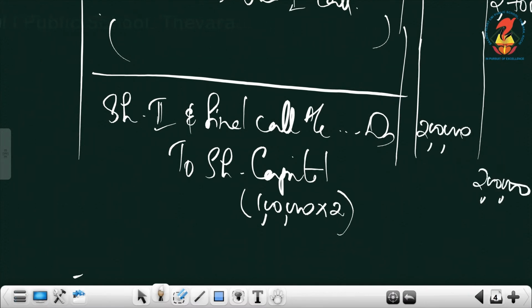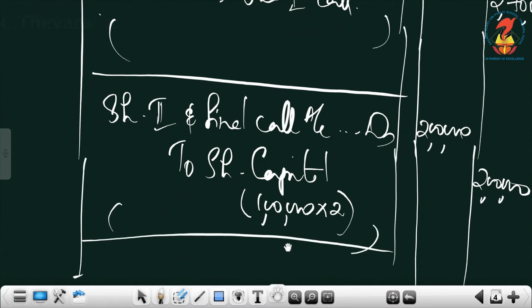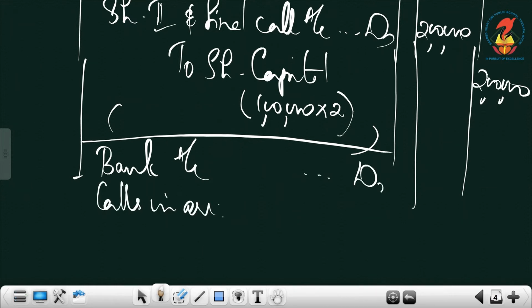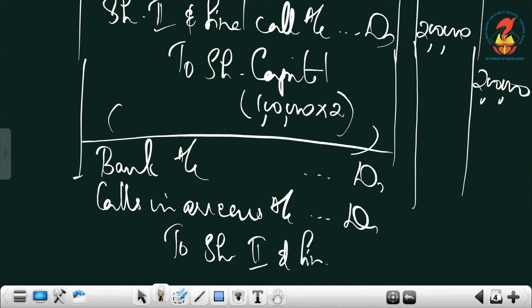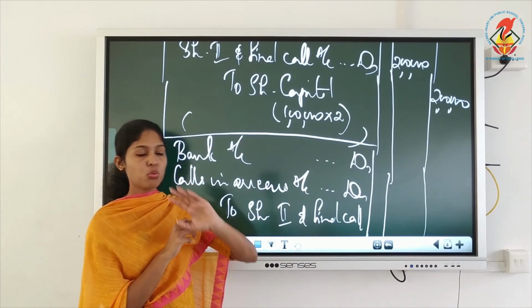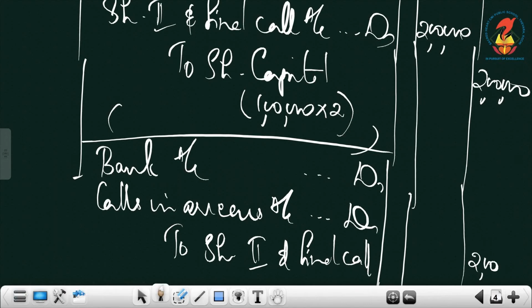Next we can write the receipt entry. There is no prorata here. So the receipt entry will be bank account debtor. You have to open now calls in arrears account debtor to share second and final call. And the amount will be for share second and final call the same 2 lakhs, because there is no prorata amount to be deducted. So you just write the same 2 lakhs.